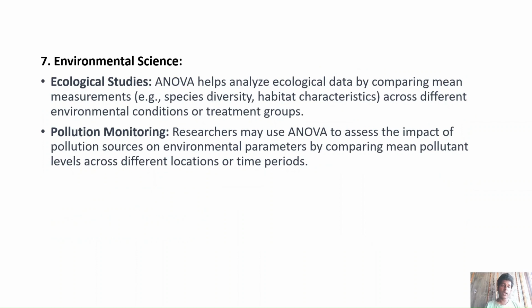Environmental science. Ecological studies. ANOVA helps analyze ecological data by comparing mean measurements, example species diversity, habitat characteristics, across different environmental conditions or treatment groups. Pollution and population monitoring. Researchers may use ANOVA to assess the impact of pollution sources on environmental parameters by comparing mean pollutant levels across different locations or time periods.